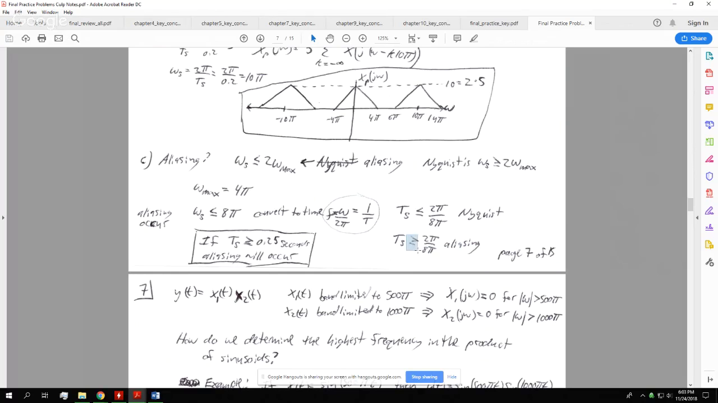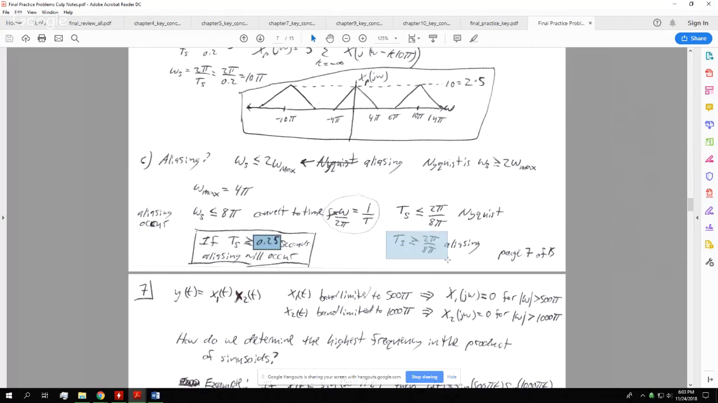So make sure that your equality sign is in the direction for aliasing and not for the direction of Nyquist, if your problem wants you to worry about aliasing. So in other words, if aliasing is going to occur, our T sub S, our time between samples, must be greater than 2 pi over 8 pi. And that simplifies to 1 over 4. And 1/4 is 0.25 seconds.